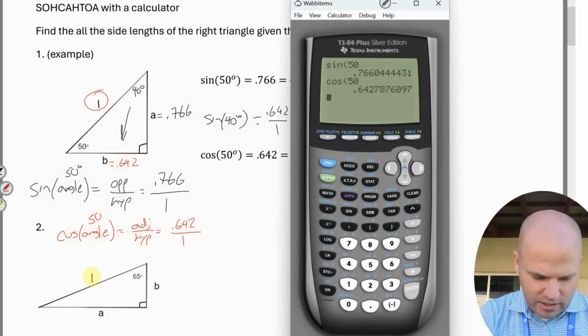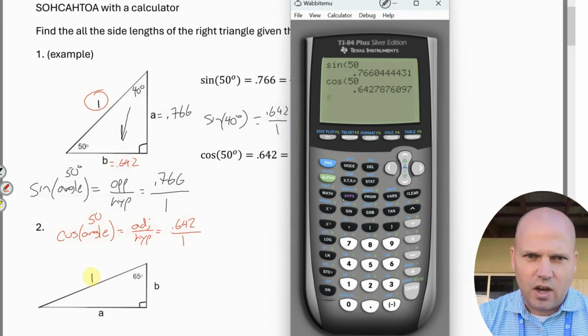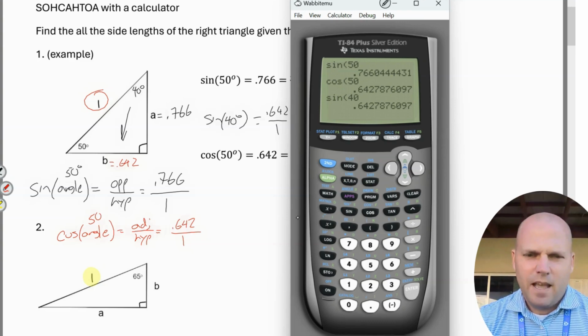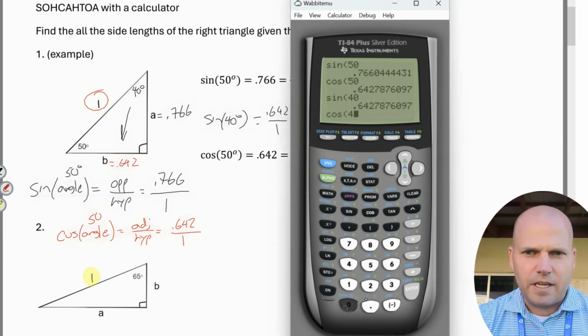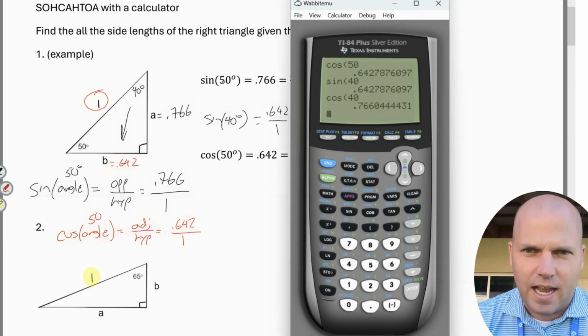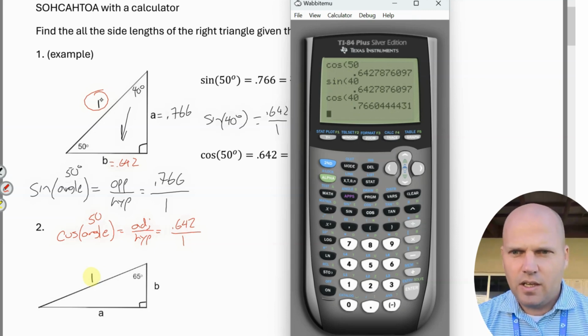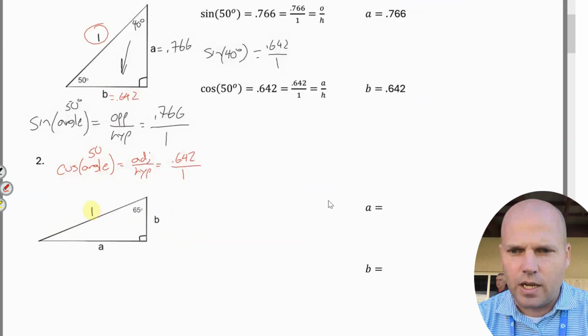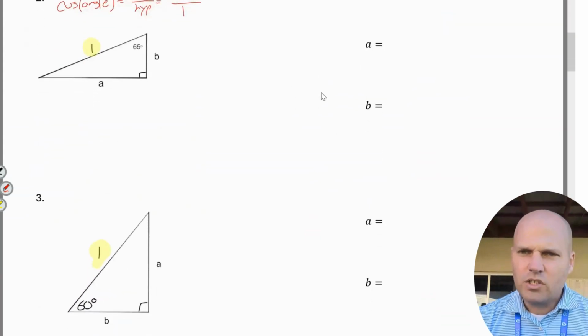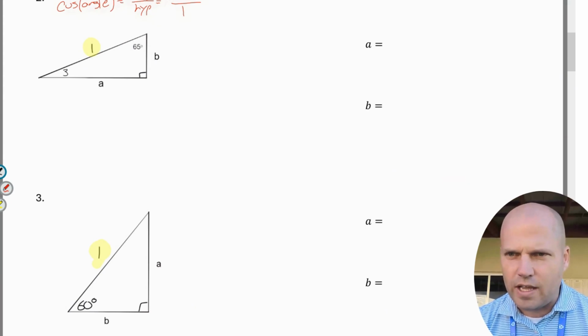So watch and see. The sine of 40 degrees is the same as the cosine of 50 degrees. Look at that. And if I do the cosine of 40 degrees, I'm going to get the same as this sine of 50 degrees, because it would be these side lengths in this right triangle. Okay. So it's up to you if you want to just use 65, or you could go ahead and use 25.